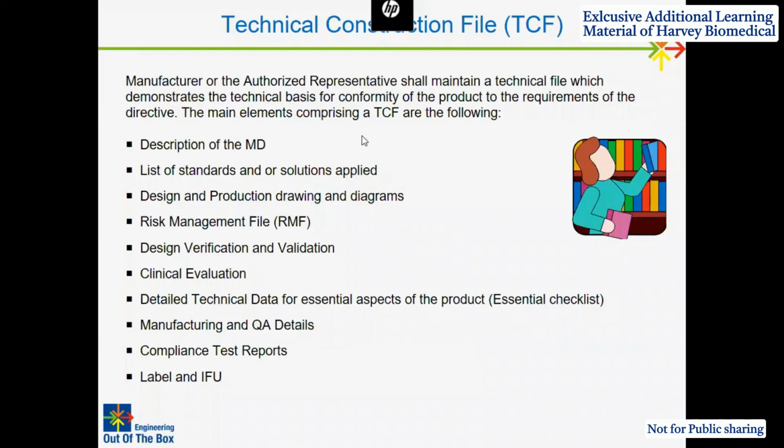And these are all the requirements for the technical construction file or technical file, which they will call the technical documentation. The manufacturers or authorized representatives shall maintain the technical file which demonstrates the technical basis for conformity of the product to the requirements of the directives or the regulations. The main elements comprising a technical file are the following.